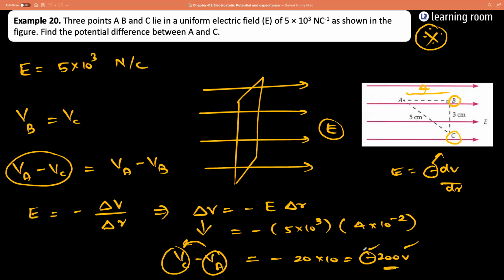This is a very, very important point. I want everybody to please make a note of it. If this comes in an MCQ, they'll give you both minus 200 and plus 200, and you'll get confused. Is everyone clear? Please give me a confirmation.